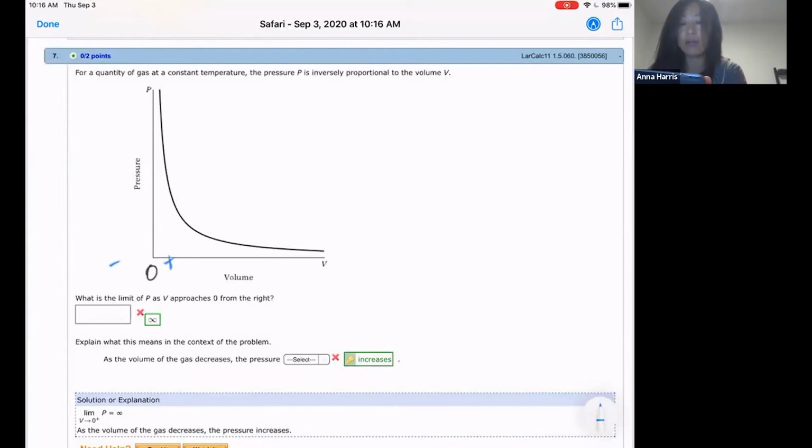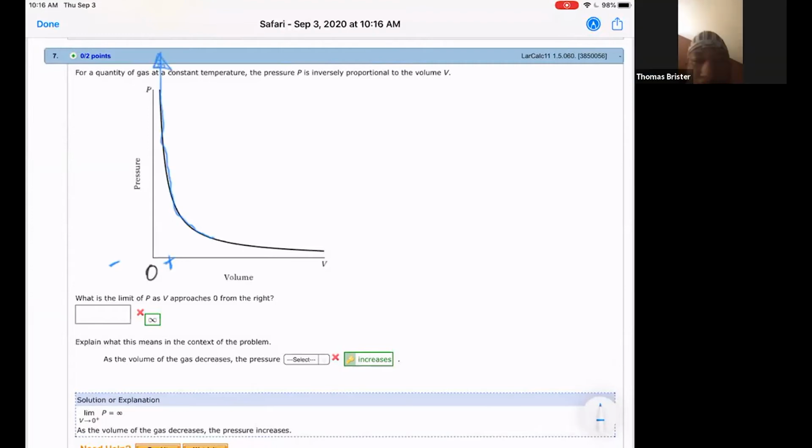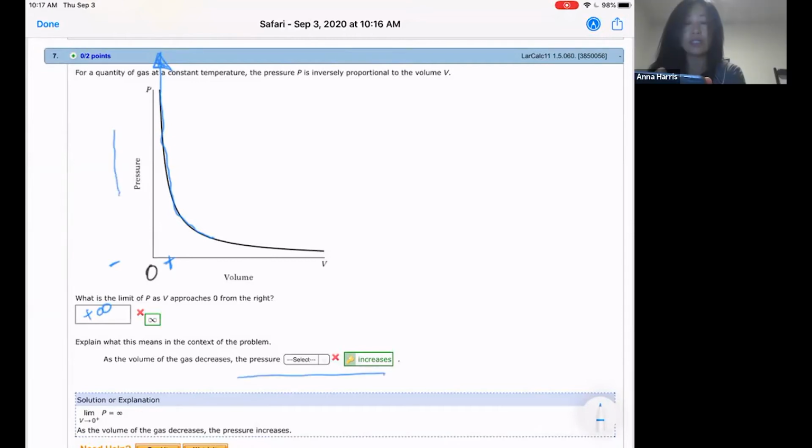So what happens to my graph? Where does my graph approach? Positive infinity. And explain what this means in the context of the problem. As the volume of gas decreases, the pressure is what? This is your pressure, and going this way is positive, meaning increasing. That means volume is increasing this way.